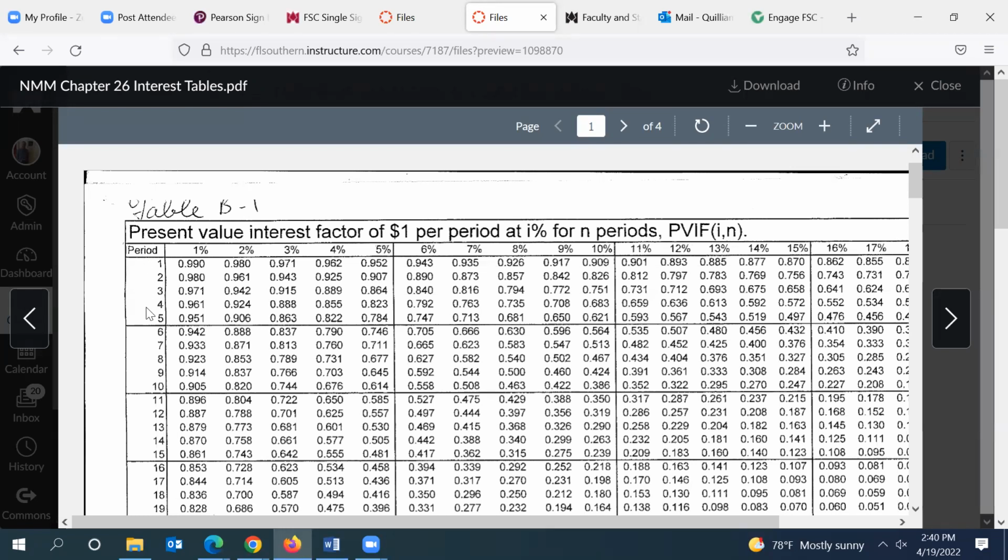Down this left-hand side, we see these rows correspond to the number of periods. We want 5. And everybody see that? I can enlarge it.